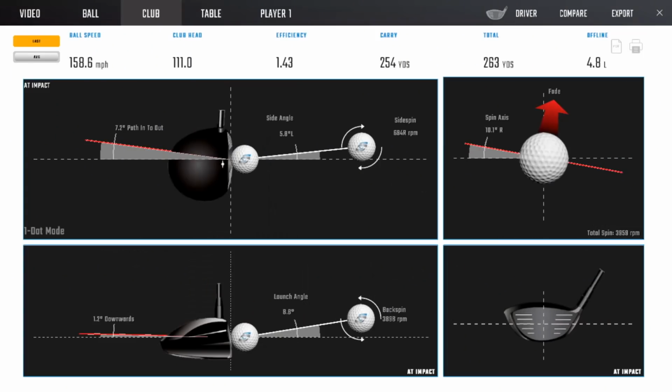That's the one, isn't it, though? That's the one. 9 degrees of launch and around 4,000-ish spin, and we don't need to do it anymore. Now, here's the thing. 4-man scramble. I'm the man. Here we go.